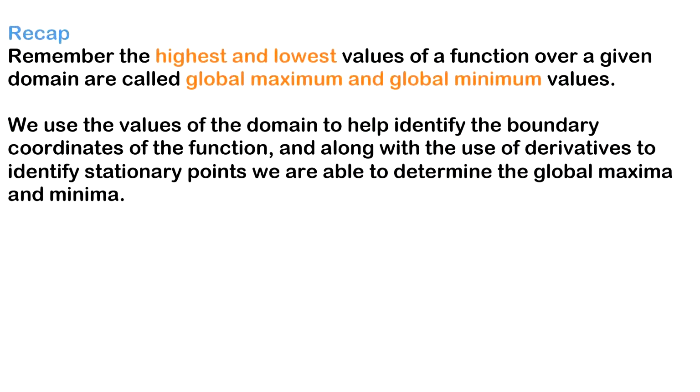Alright, so again, global maxes have the highest y value, global minimums have the lowest y value. So to recap the video, remember highest and lowest values are our global maximums and minimums. And we use the boundary coordinates we have to find our endpoints, along with all the derivatives, identify stationary points, determine what kind of stationary point it is, whether it's maximum or minimum, and then the last thing we do is decide which are our globals and which are our locals.